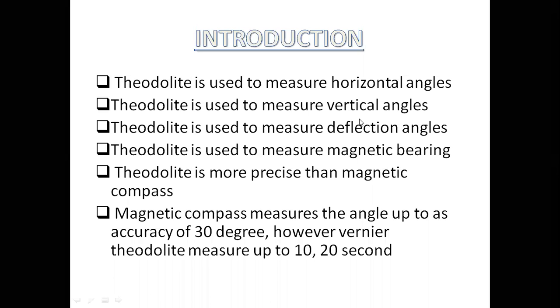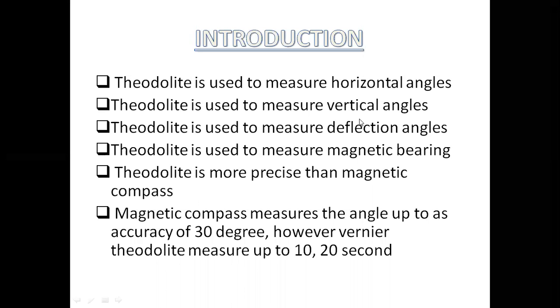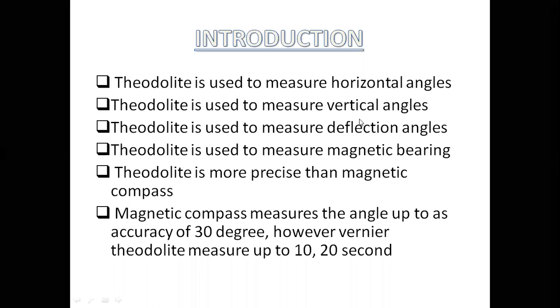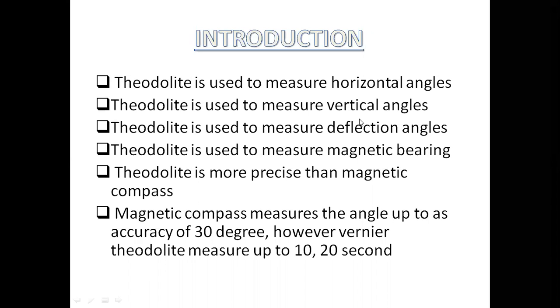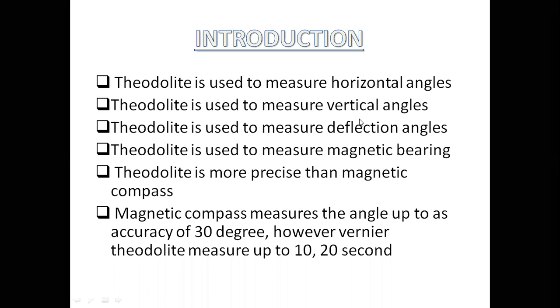In 1 degree there are 60 parts, and these 60 parts are called 1 minute. Of 60 minutes there is 1 degree, and for every minute there are 60 seconds. Means by 60 seconds you will get 1 minute, and by 60 minutes you will get 1 degree. So you can get that much accurate reading by using the theodolite.